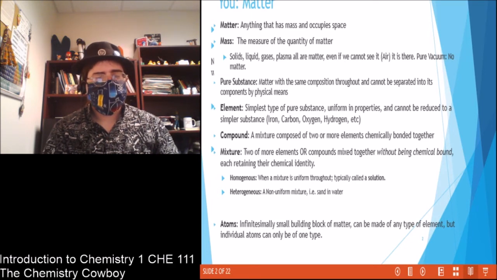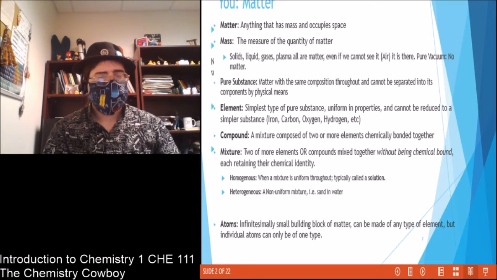A compound would be two or more elements that are chemically bound together. Like if I put carbon and oxygen together, we become CO2. Now we have the element carbon and the element oxygen chemically bound together. I cannot just take a knife and chop this into carbon and oxygen again, but there are chemical means to separate them.